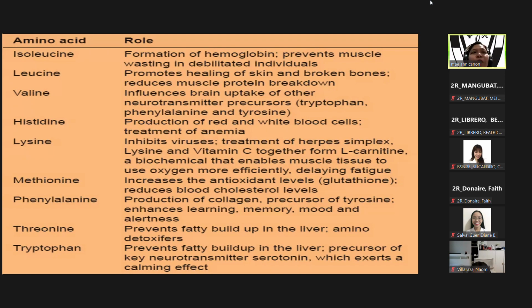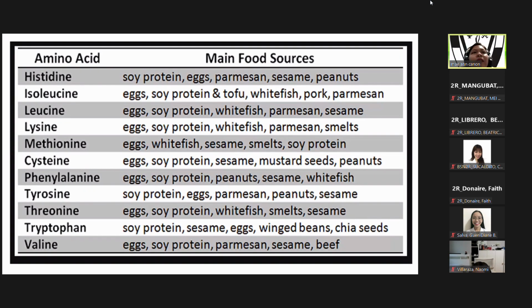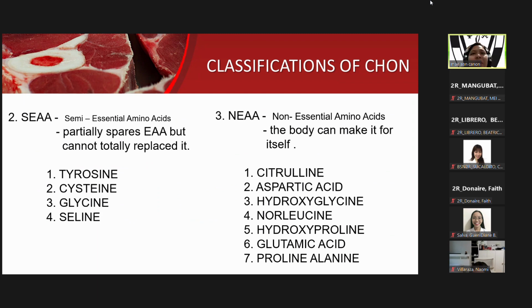Okay, I will not get into further detail with that. So, that is the example. Commonly egg, soybeans. When we say SEAA, your semi-essential amino acids, they partially spare the essential amino acids, but they cannot totally replace the EAA. For example, there are only 4 of them: tyrosine, cysteine, glycine, and cysteine.